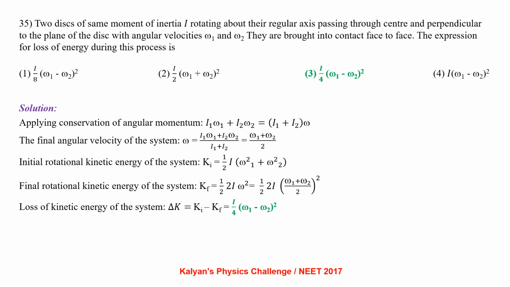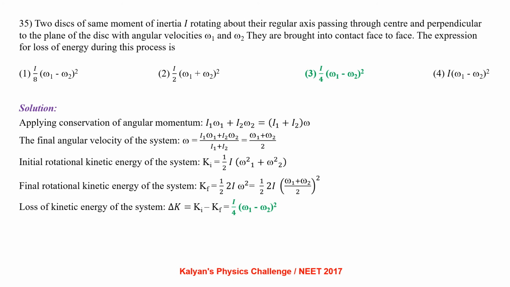So the final angular velocity of the system comes out to be (omega 1 plus omega 2) by 2. The initial rotational kinetic energy of the system, as both the disks have the same moment of inertia, we can write the kinetic energy as half I omega square. I can take half I common.